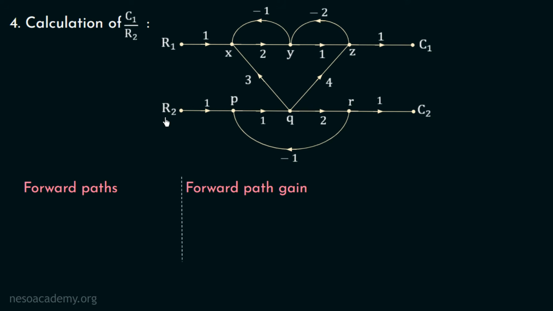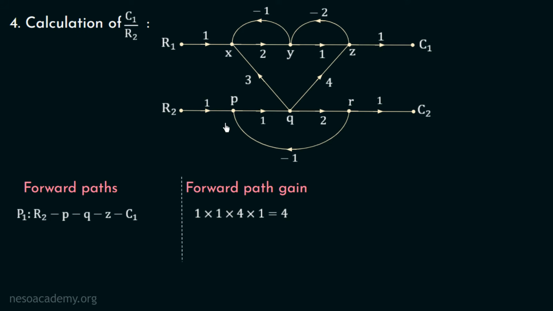So if we start from this input node R2 and move towards this node P, then if we move towards this node Q, now if we take this branch to move towards this node Z, and then finally if we move towards this node C1, then this will be the first forward path. So the first forward path is R2, P, Q, Z, C1. And the gain of this forward path will be the product of these four branches, which is equal to 1 multiplied with 1 multiplied with 4 multiplied with 1, which is equal to 4.